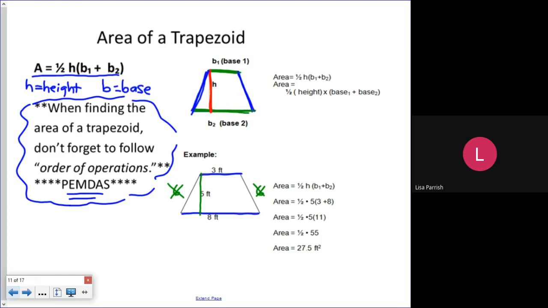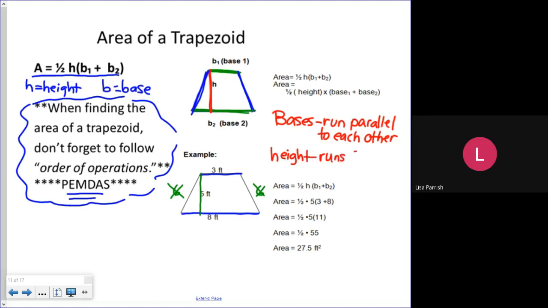So remember your bases, again, are the parallel sides. I'm going to write that up here. So maybe if you want to write that down back on your trapezoid notes: the bases run parallel to each other. The height runs from base to base. I don't know if that'll help or not, but just in case.